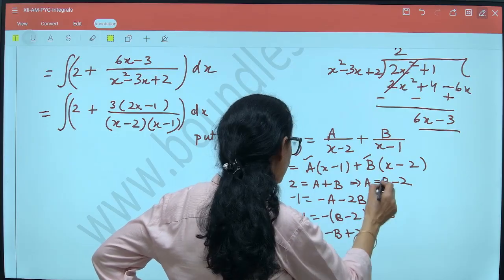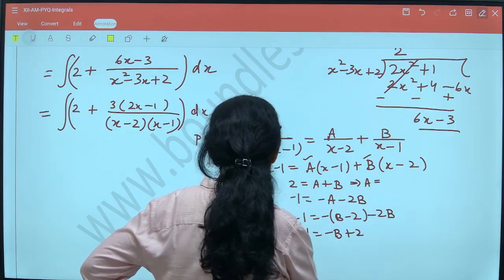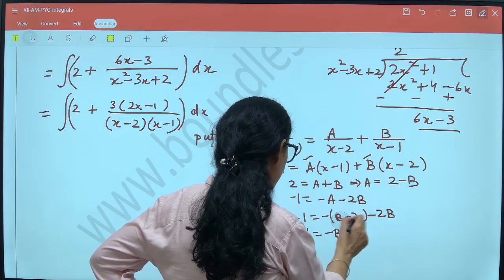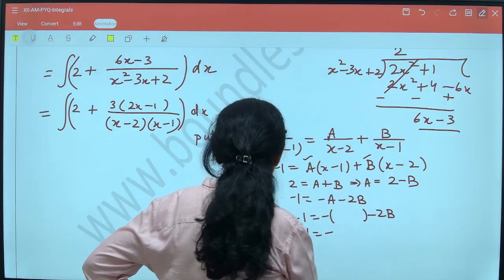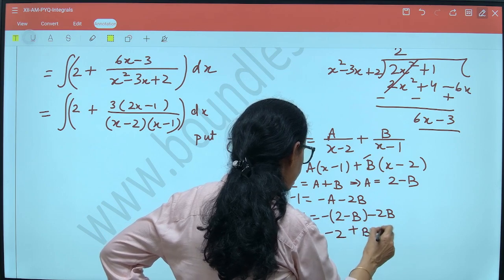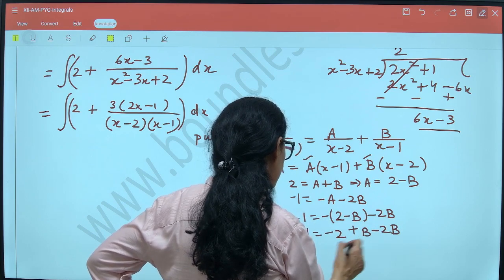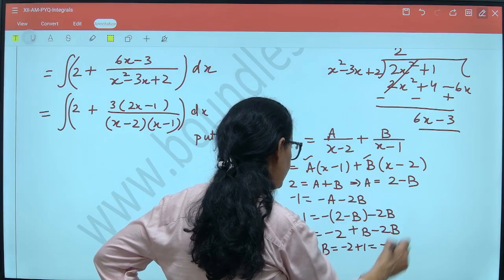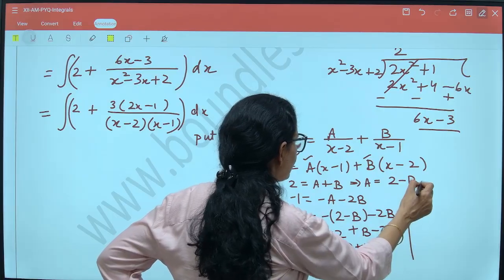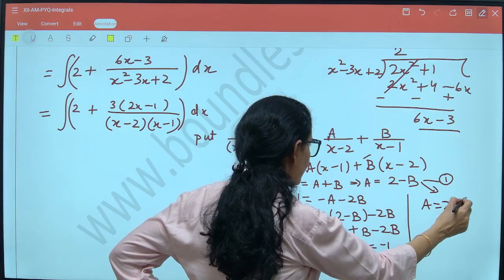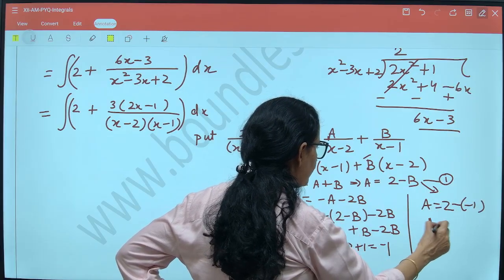It should be 2 minus B here, not B minus 2. So A is 2 minus B, put it as 2 minus B here. So minus 2 plus B minus 2B, and that makes it minus B, bring it to the left side, B will be minus 2 plus 1, so the value of B is minus 1. If you put this value in this expression, we get the value of A as 2 minus minus 1, so the value of A is 3.